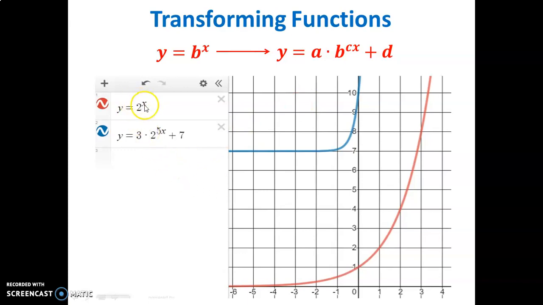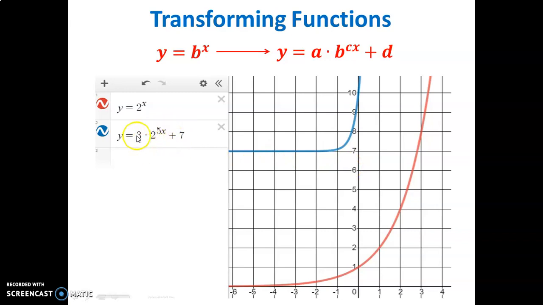A basic exponential graph, 2 to the x power, is shown in red. There's a basic exponential growth graph, and there's an asymptote, as you may remember, at y equals 0. But now look at the blue one. The blue one is one where I've introduced all these parameters. I put a 3 in front here, I put a 5 multiplying with the x, and I put a 7 at the end. And notice the graph has changed. It has been transformed. It has been moved. It has been compressed. All these things have happened at once.